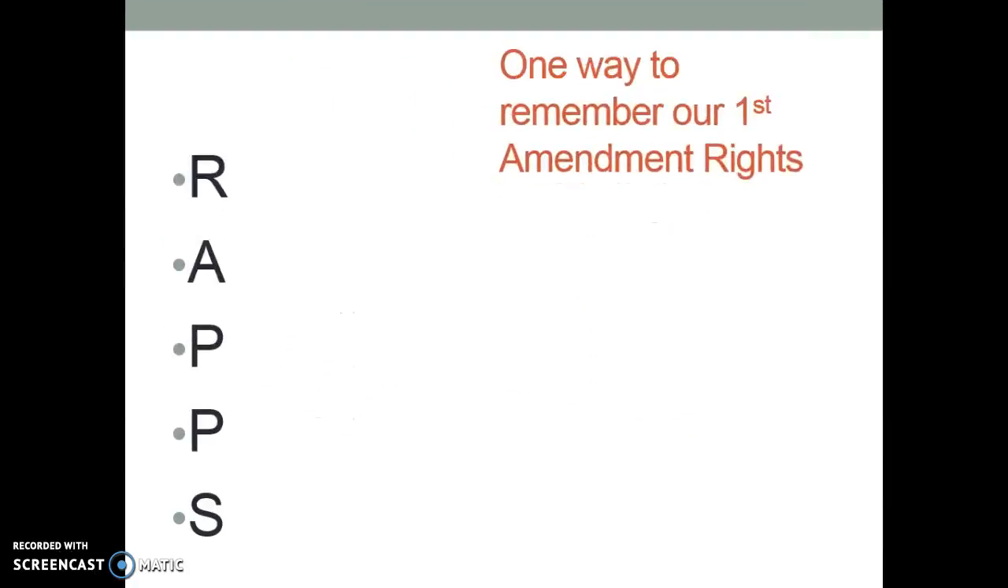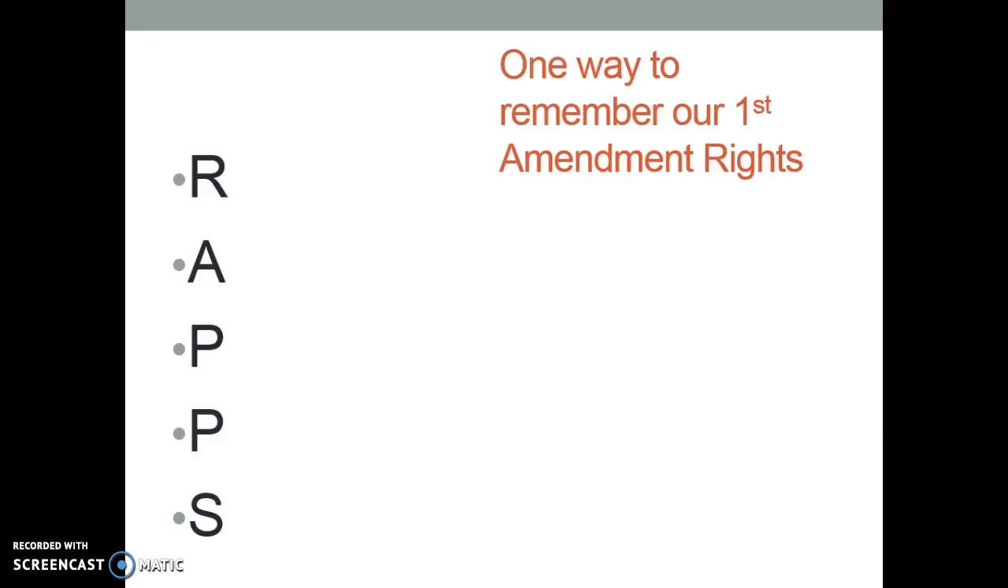All right, what are some rights that we have as U.S. citizens? The first thing we're going to talk about is one way to remember our First Amendment rights, and then we'll talk about each of them. You guys are filling out the notes at the very bottom. Your bottom page should be blue and have the First Amendment. And then the very top should be red, and it should have the 5th and 14th.